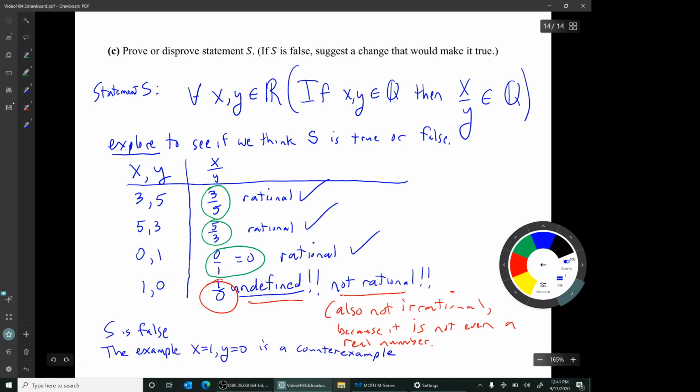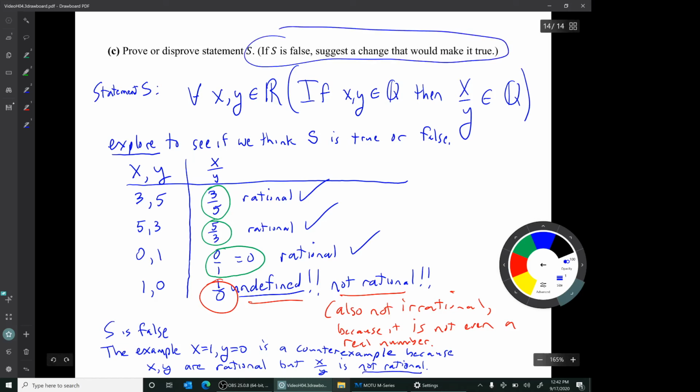And we should really hit the reader over the head with it and point out very clearly why it is a counterexample. So there's our presentation of the counterexample. Now what about this? If S is false, suggest a change that would make it true.